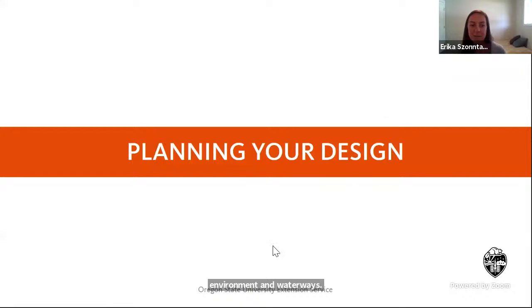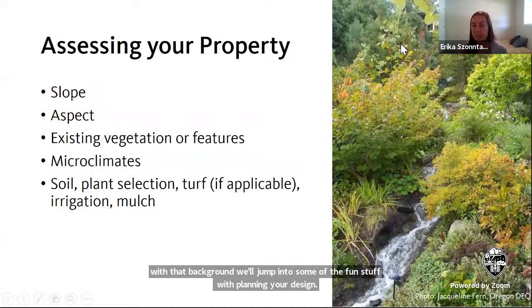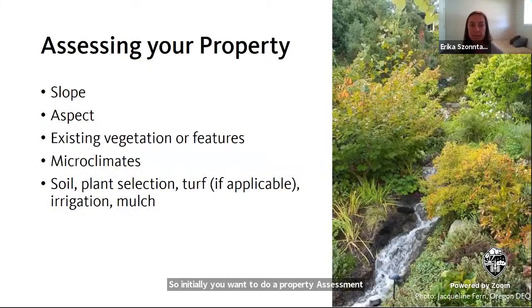So with that background, we'll jump into some of the fun stuff with planning your design. Initially, you want to do a property assessment anytime you're doing some sort of landscape design. You can start by looking at your slope and aspect. That will help to inform if you're going to have a lot of runoff coming off your property, if you've got a steep hill in the front yard or something like that. Or conversely, if your property is pretty flat, there may be some areas where water tends to collect or pool. So you want to pay attention to that.